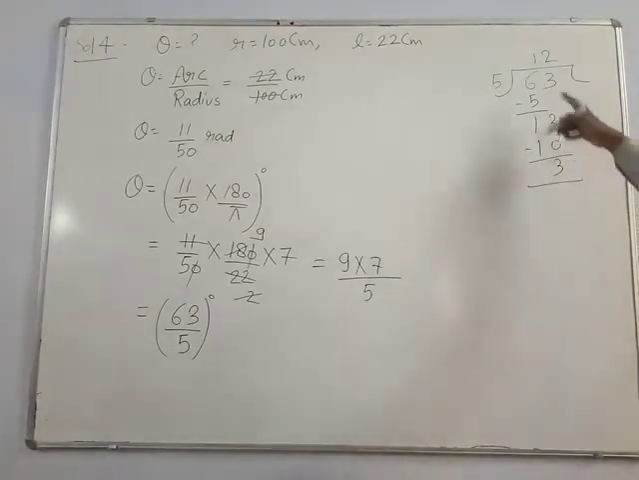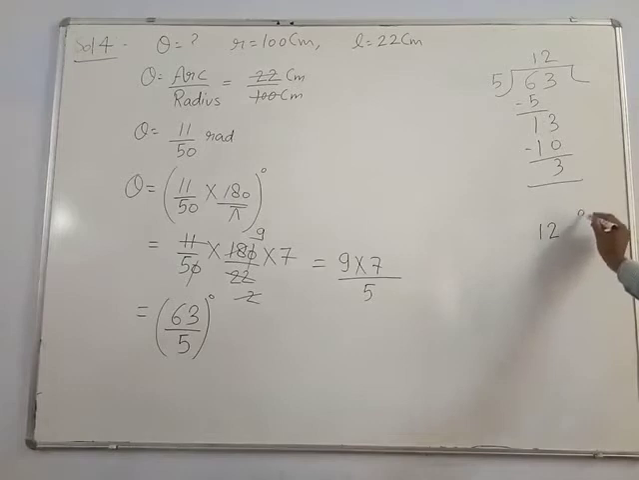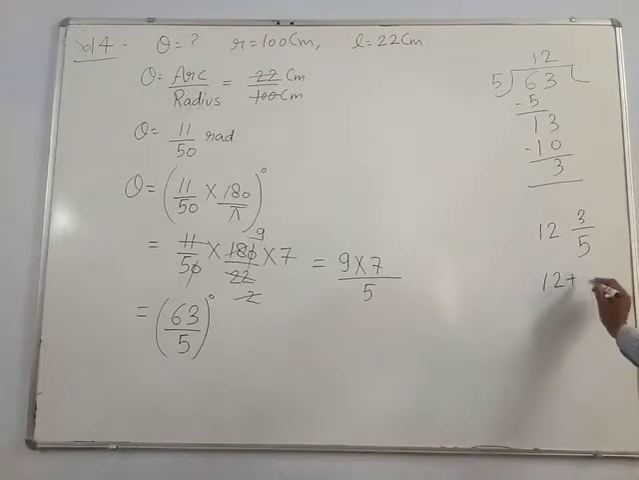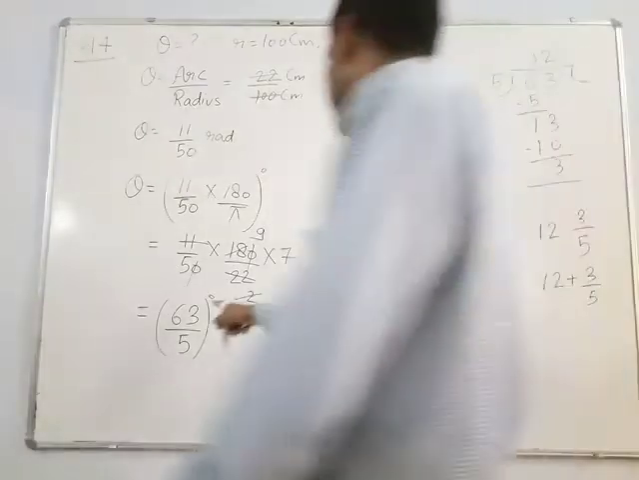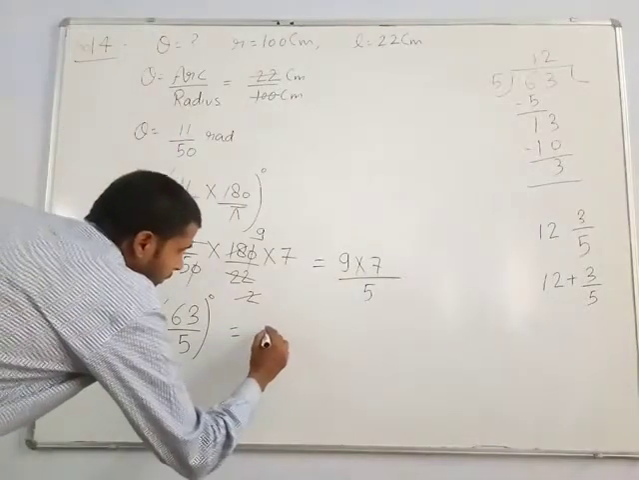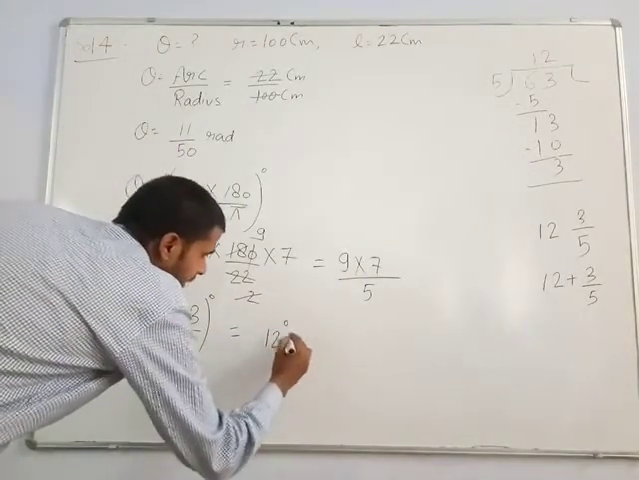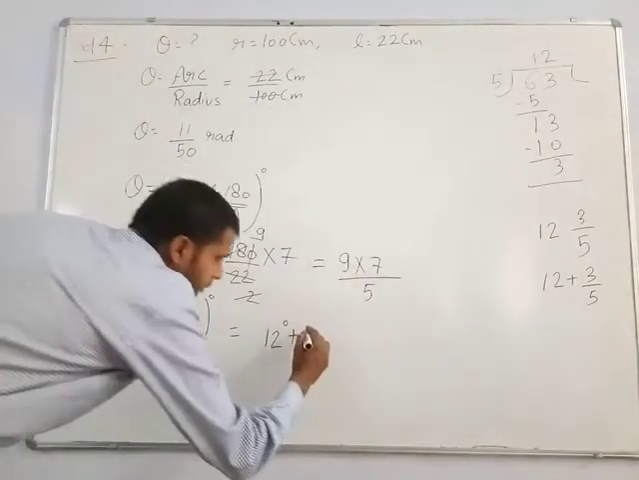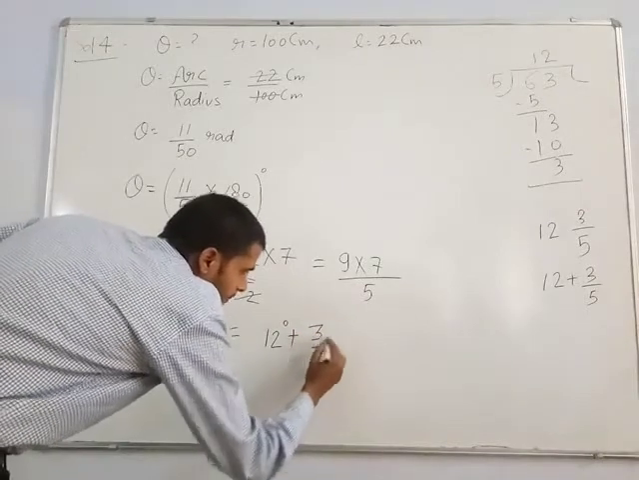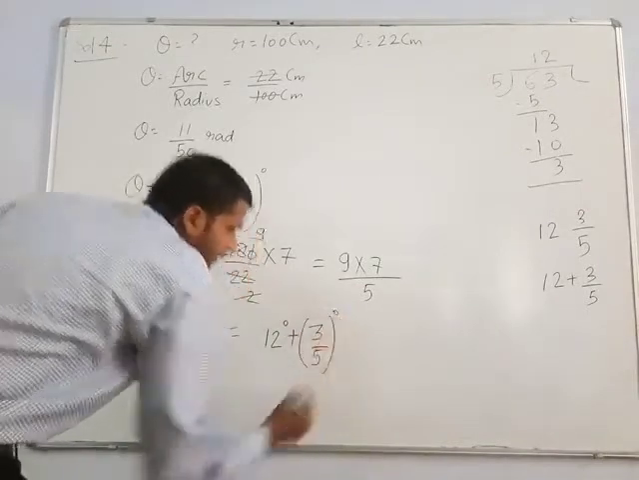Right? So you have to write it like this: 12 and 3 upon 5, or 12 plus 3 upon 5. Both are the same as 63 upon 5. So you write 12 degree plus 3 upon 5 degree.